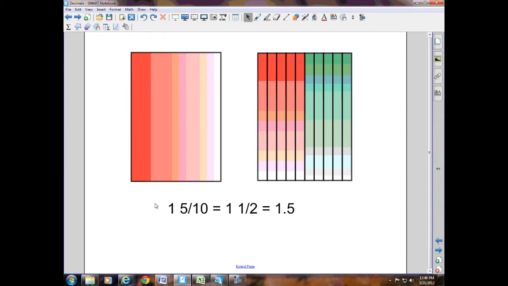Here's a comparison showing 1 and 5 tenths. We have one whole piece and we have 1, 2, 3, 4, 5 of those tenths, which is also equal to 1 1/2 and also equal to 1.5. The 1 represents the one whole portion and the 0.5 represents the 5 portions of the 10 equal pieces.